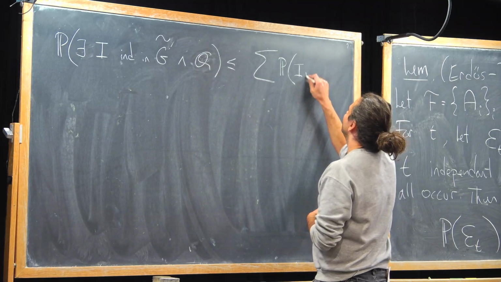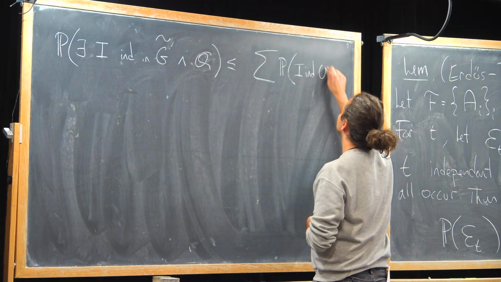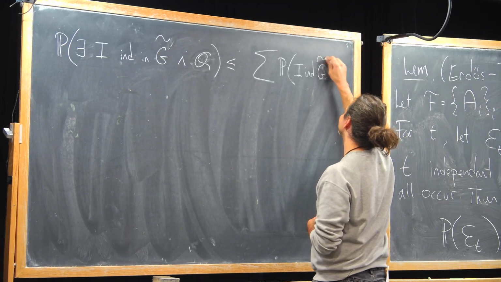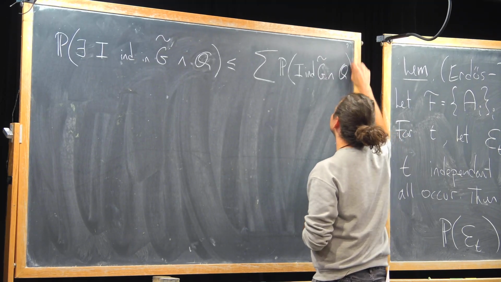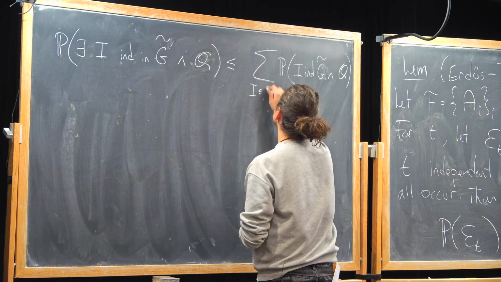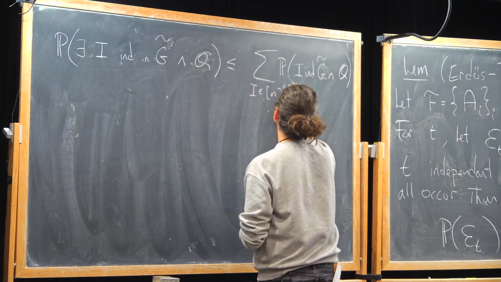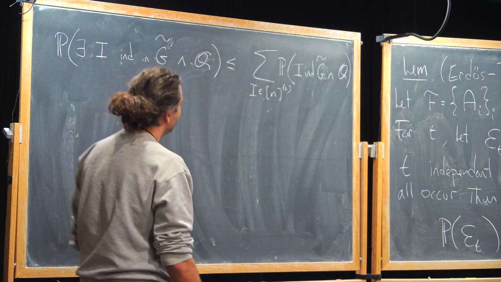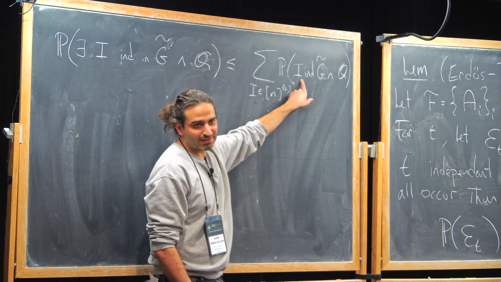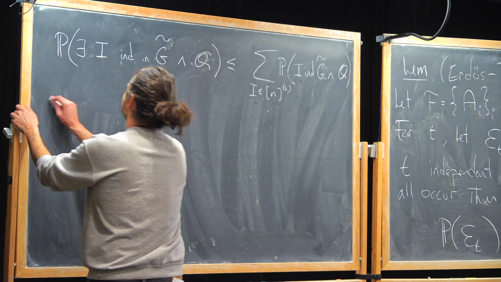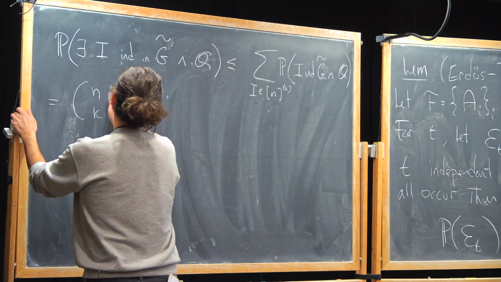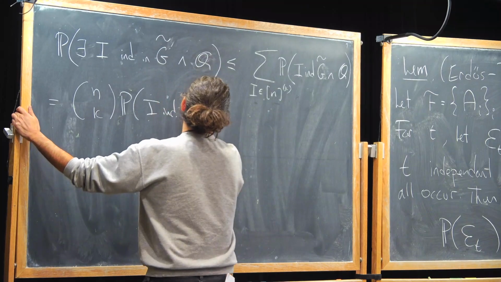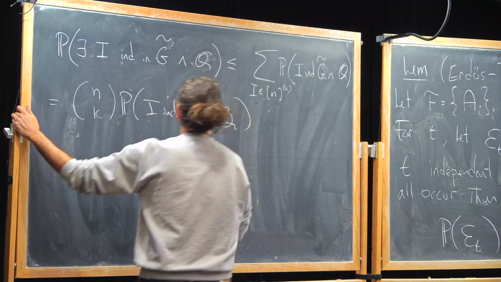Okay, I independent in Q. G tilde and Q. Good. So this is over all potential independent sets. And of course, just by symmetry, all of these are the same. Every independent set just looks completely symmetrical from this point of view. So this is just equal to n choose k times the probability that I is independent in G tilde and Q.